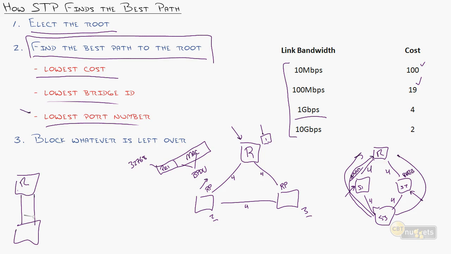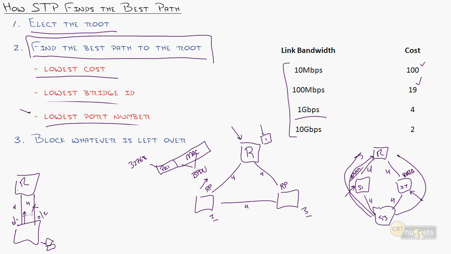Is that a loop? Yep. If a broadcast were sent, it would definitely swirl around that network right there. So it says, okay, lowest cost, both of those are gigabit, that's a tie. Lowest bridge ID, they both go to the same place, that's a tie. Lowest port number is the one that ends up winning, which it says, okay, FastEthernet 0/1 is lower than 0/2, so I'm going to use that path and block this one.